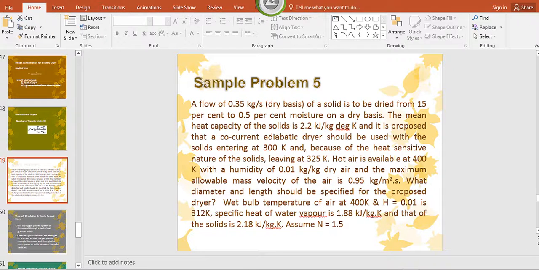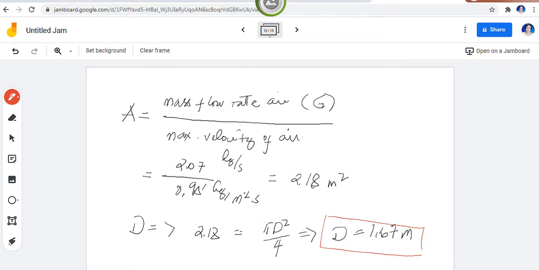Okay, so that's it, class. So this is our answer for the problem requiring the length and the diameter of the dryer. Okay, the maximum velocity of the air was given in the problem. It's stated in the problem.